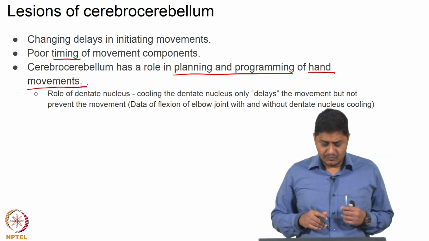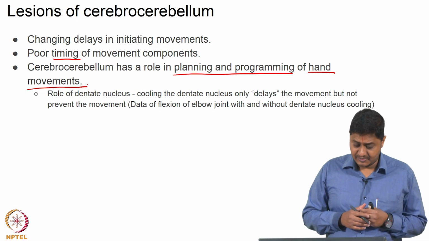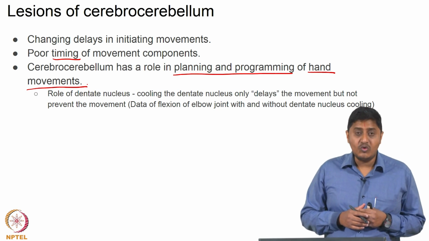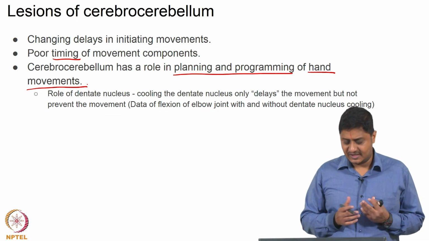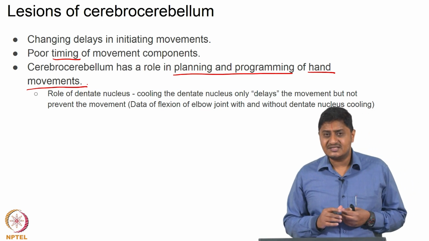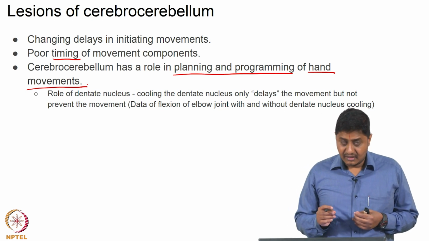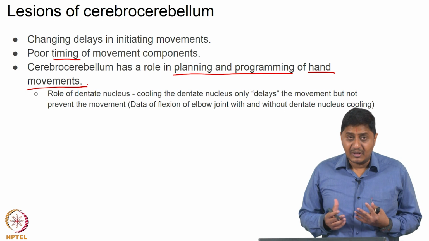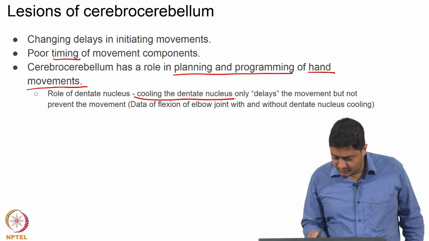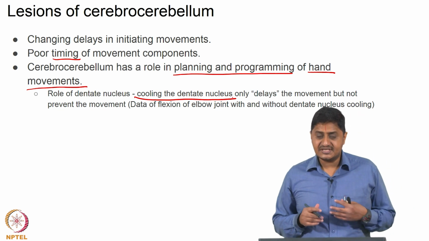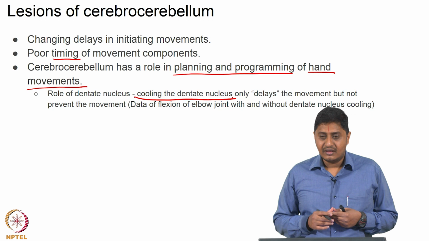So, one nice perturbation approach is cooling, selective cooling of deep nuclei of the cerebellum. What this does is this temporarily deactivates these nuclei in animal models, of course in animal models. So, when you cool the dentate nucleus, what happens is that there is a delay in movement.